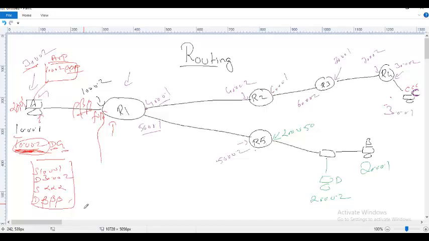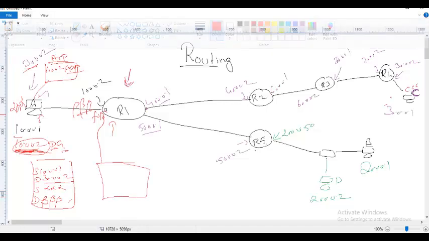On receiving this packet, it will check whether my MAC address is matching. Yes, it is matching. So it's for me. Then the router will start processing the packet. It will check the destination network in the routing table.